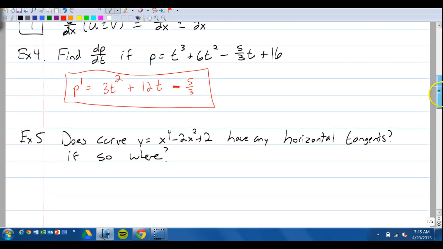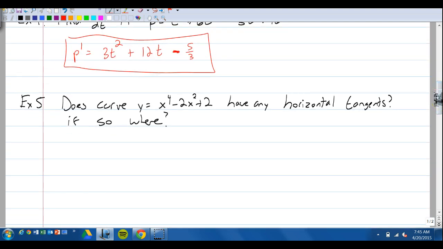And now we can use this information to answer questions. Does the curve y equals x to the fourth minus 2x squared plus 2 have any horizontal tangents, and if so, where? Well, again, horizontal tangent, you have to think about the slope of that tangent. A horizontal line has a slope of 0. Okay, so we need to find the derivative to tell us the slopes of the tangents. So I'm going to do y prime is equal to 4x cubed minus 4x, and then the derivative of 2 is 0, so that is it.